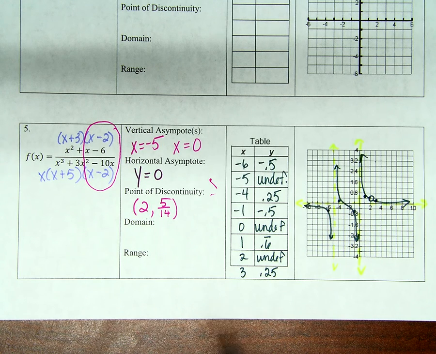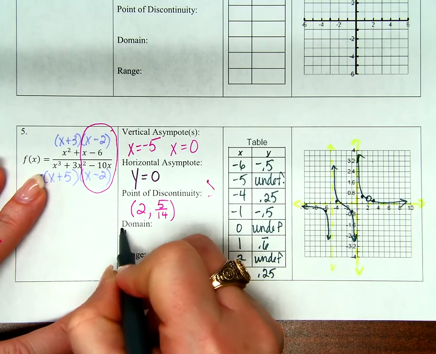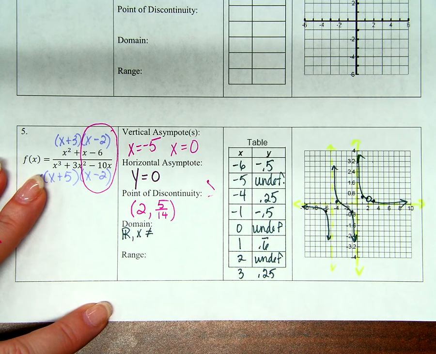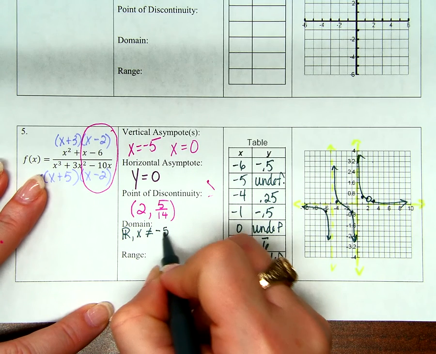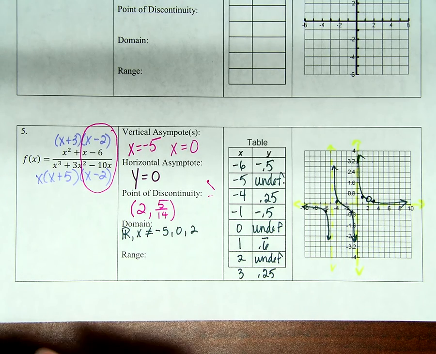Now let's talk about our domain. All reals? Okay, so we could say it that way. We could say it in inequality notation, right? All reals, x is not equal to what? 0, -5, and 2, right? But I want to put -5, 0, and 2 because I might as well have them in order least to greatest. It's not wrong if they're the other way, just kind of little righter.